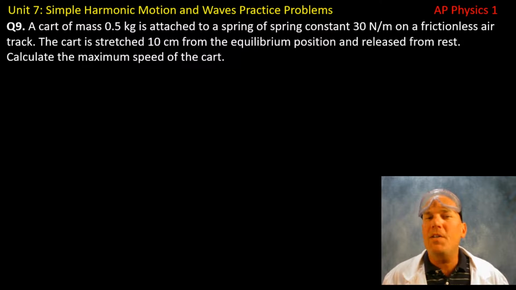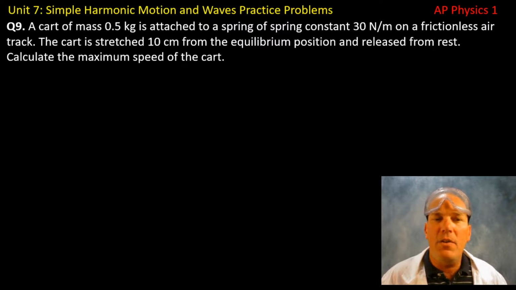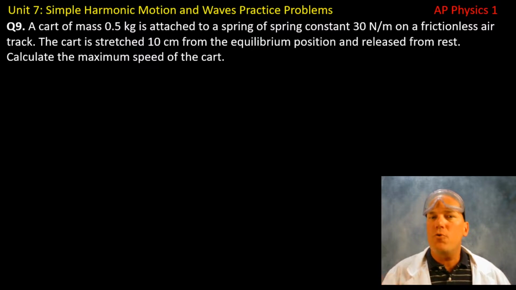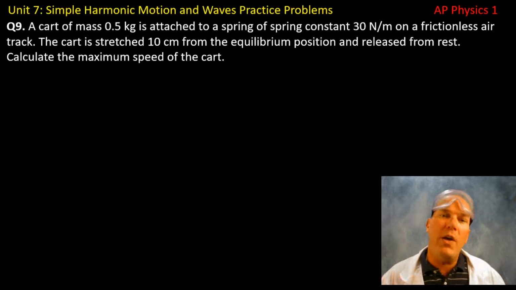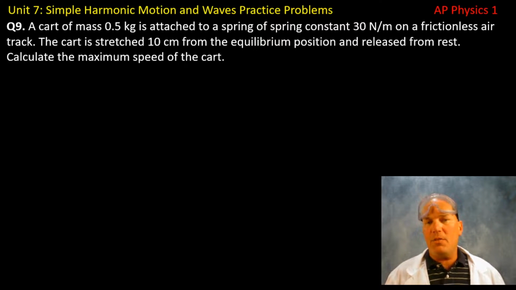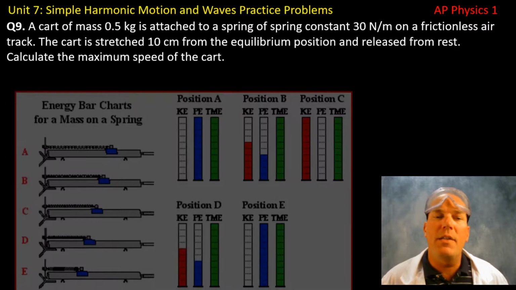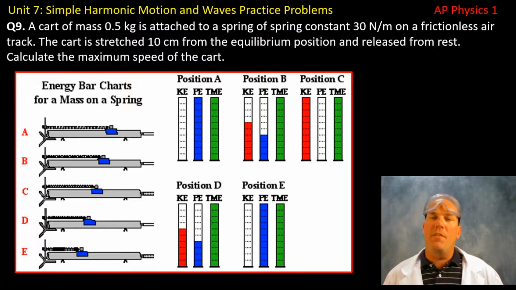Moving on to question 9, we have a cart of mass 0.5 kilograms, and it is attached to a spring, and the spring constant is given to you in the problem. It's a frictionless air track. We have one of these in lab, remind me, and I'll get it out. The cart is stretched 10 centimeters from equilibrium and released from rest. Calculate the maximum speed of the cart.